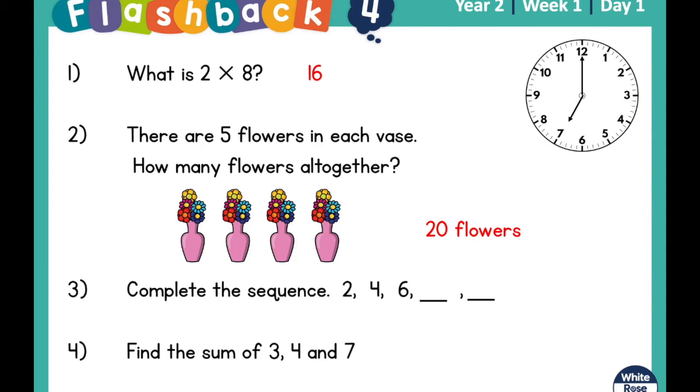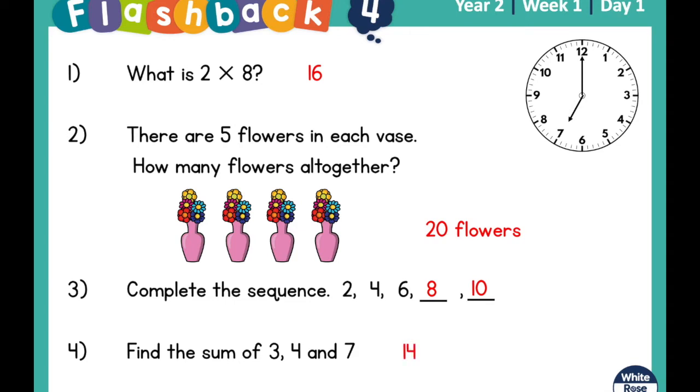Question 3, complete the sequence. 2, 4, 6. Well, we're counting up in 2, so next we've got 8 and then 10. And finally, find the sum of 3, 4 and 7. Now you could have done this in a number of different ways, but the quickest way would be to notice that 3 and 7 are a number bond to 10, and 10 add 4 more makes 14.